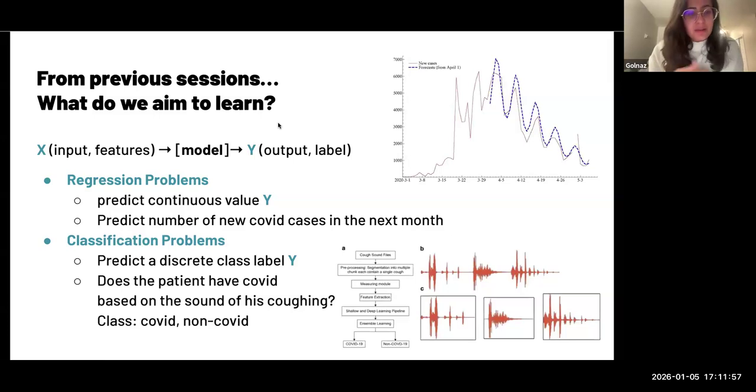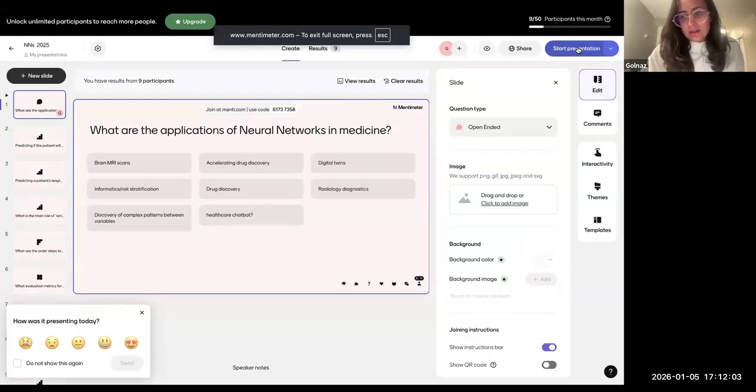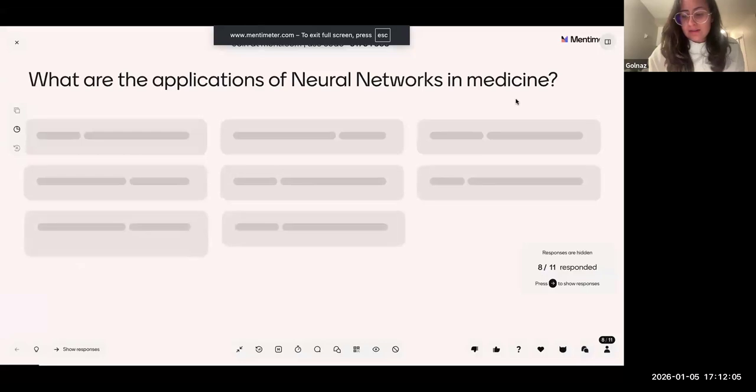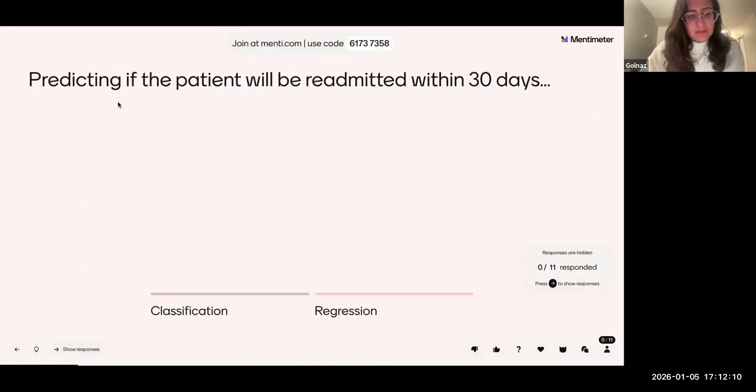So this is a reminder from the previous sessions, and with that, I want to move to the next question, just as a refresher and to make sure we know the difference between classification and regression. So the question is, predicting if the patient will be readmitted within 30 days. Is that a classification or regression problem?